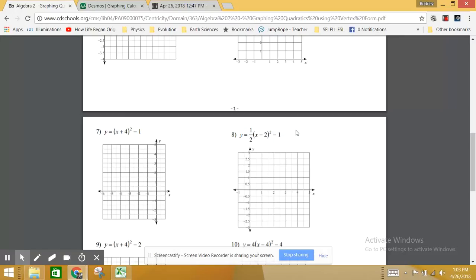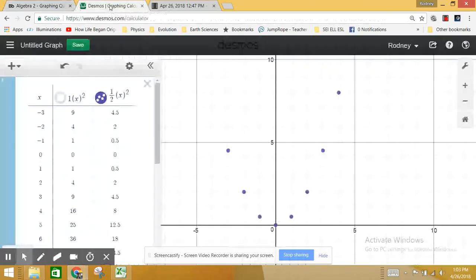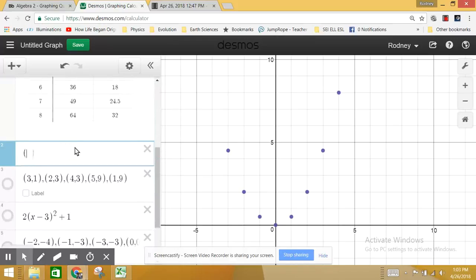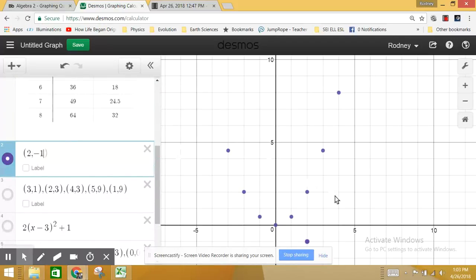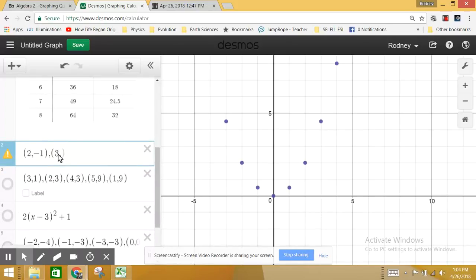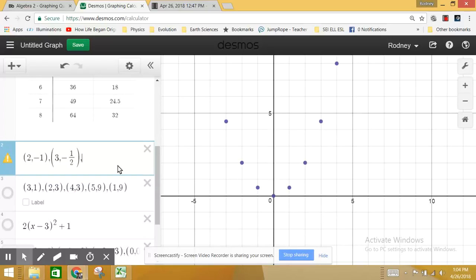So let's go ahead and plot that. We've got a point at 2, -1 as our vertex. So I'm going to go down here and plot 2, -1. There's that point. Now I'm going to go over to x is 3, and instead of going up 1, I'm going up 1/2 to -1/2. So I'm going to have 3, -1/2. And since parabolas are symmetrical, it's also going to be -1/2 over here at 1.